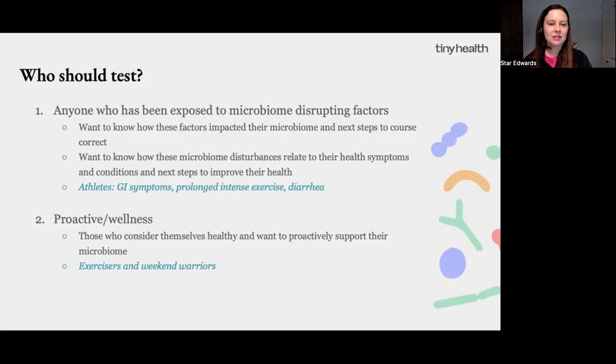So even though they may seem pretty healthy and feel pretty healthy, there could be something going on in their microbiome. And if we course correct early enough, we can prevent those symptoms and health conditions from showing up. This is great for your exercisers and weekend warriors.